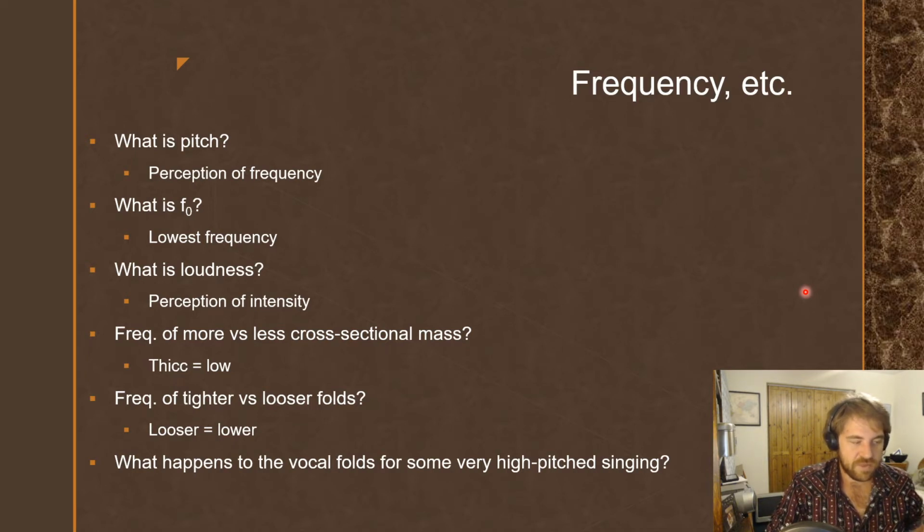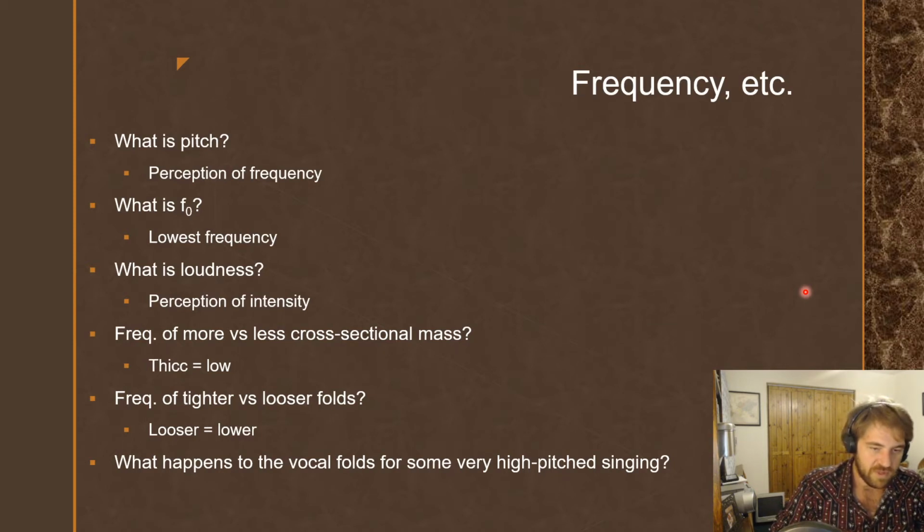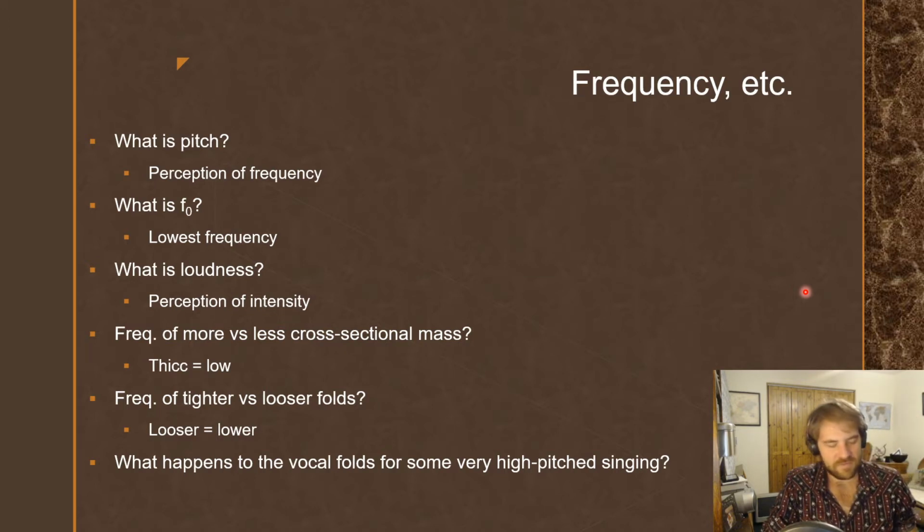So what happens to vocal folds? The heck am I talking about here? What happens to vocal folds for some very high-pitched singing? I'm just going to get rid of that because I'm not going to ask that question.